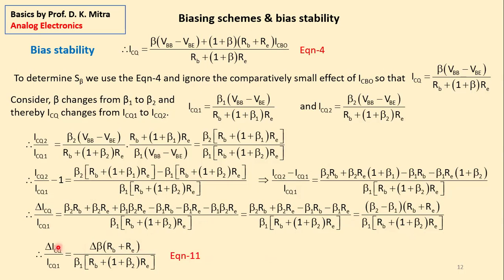So del ICQ by del ICQ1 is beta 2 minus beta 1, that is del beta, and RB plus RE, this is beta 1 plus. Now, you see this relation, we have not found out del ICQ del beta. So now from this, we can find out del ICQ del beta. If del beta we take to the left-hand side denominator, then we shall get the final relation of your del ICQ and del beta.